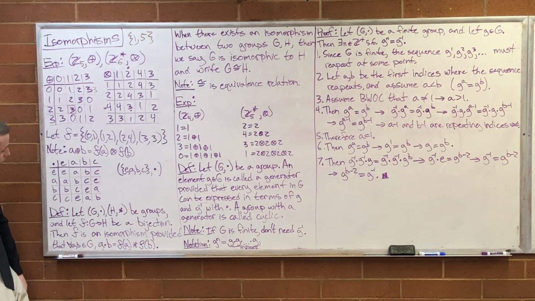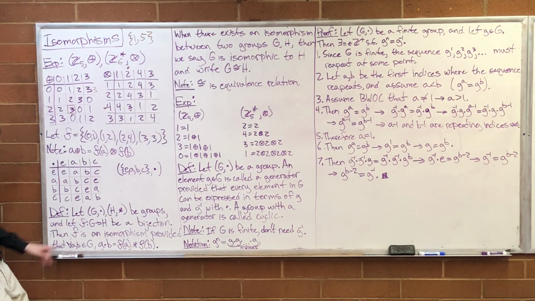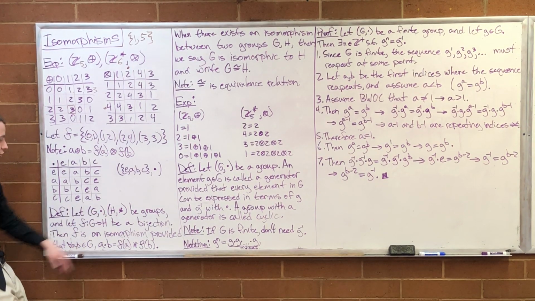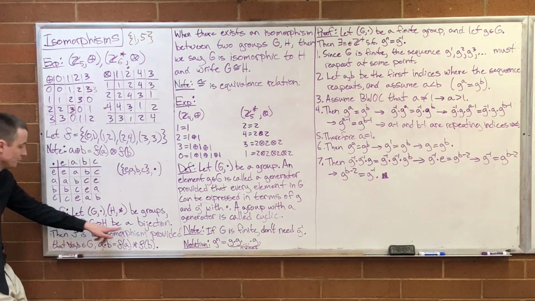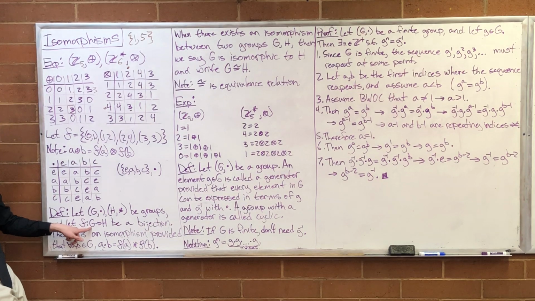Alright, so let's actually get definitions down. Let G, dot, and H, star, be groups, and let F be a function from G to H, and let F from G to H be a bijection. So it's a bijective function. Remember what a bijection is? 1-to-1 and onto. What does it mean for a function to be 1-to-1? It means the inverse is also a function, is one way to think about it.